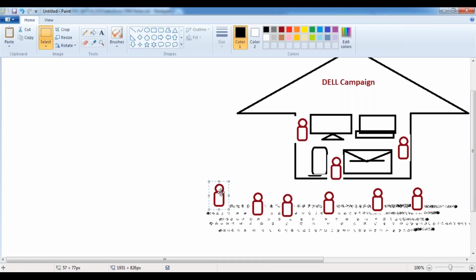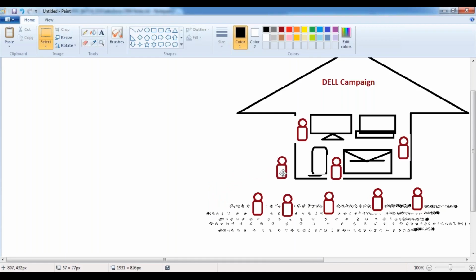Then what will be the human mentality in this case? Whenever you observe something new, out of curiosity, I want to know what's going on there. Whether that may be useful to me or not is a secondary thing, but because of human curiosity, I want to know what's going on there. So because of my curiosity, I'm visiting this campaign.